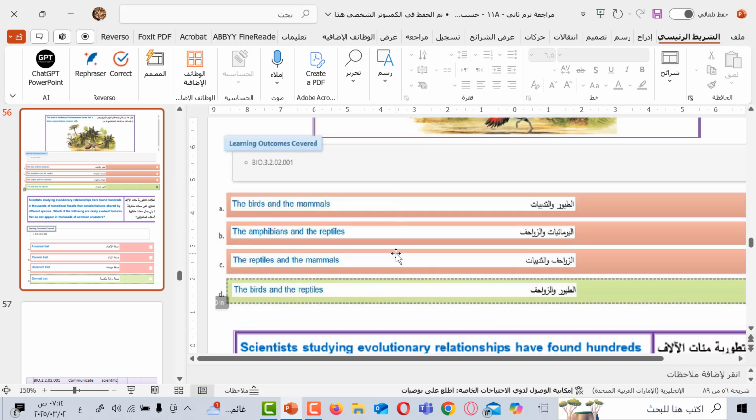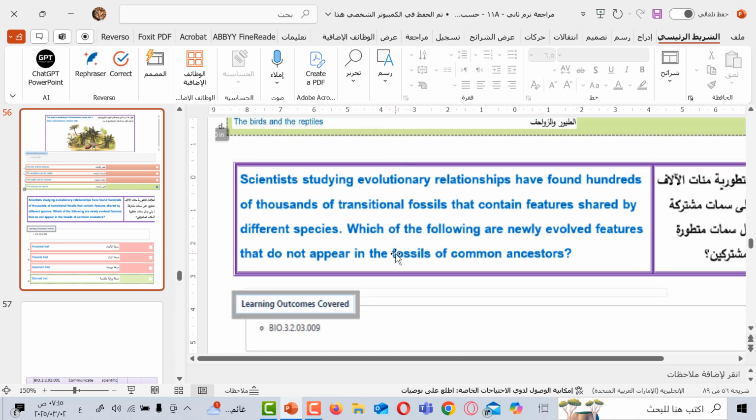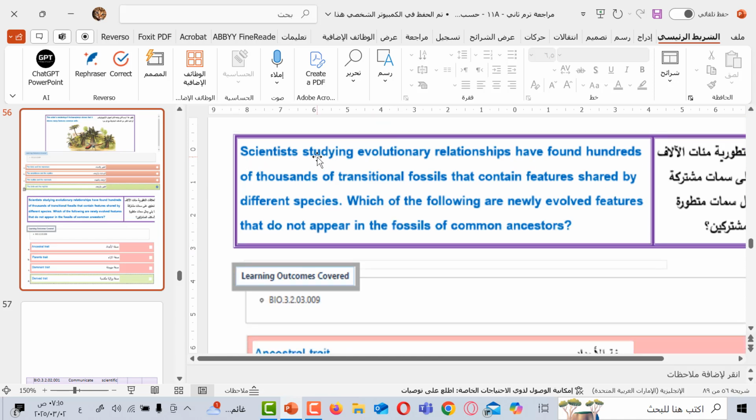Okay, the last question in this. Scientists studying evolutionary relationships have found hundreds of thousands of transitional fossils that contain features shared by different species. Which of the following are newly evolved features that don't appear in the fossil of the common ancestor? Okay.